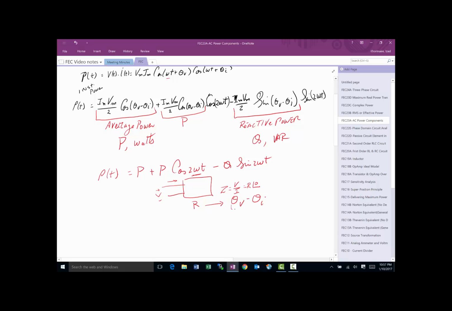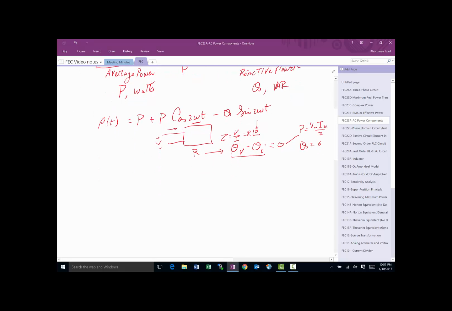And if you notice, theta V minus theta I is basically the phase of Z. So if you have an R, this is equal to 0, which tells us that the cosine of this value is equal to 1, which means all your power is going to be real power. So real power is going to be Vm Im divided by 2 times cosine of 0, which is 1, and then Q will be equal to 0.